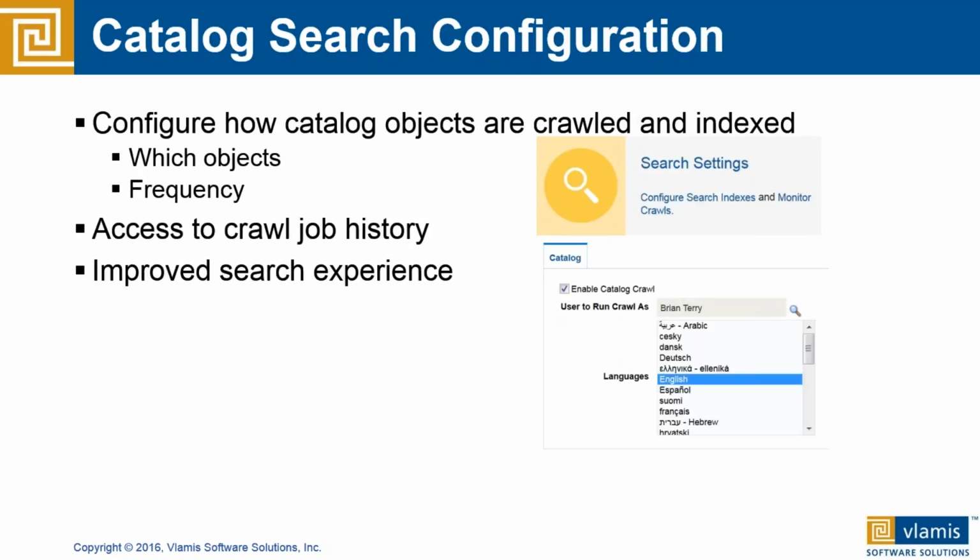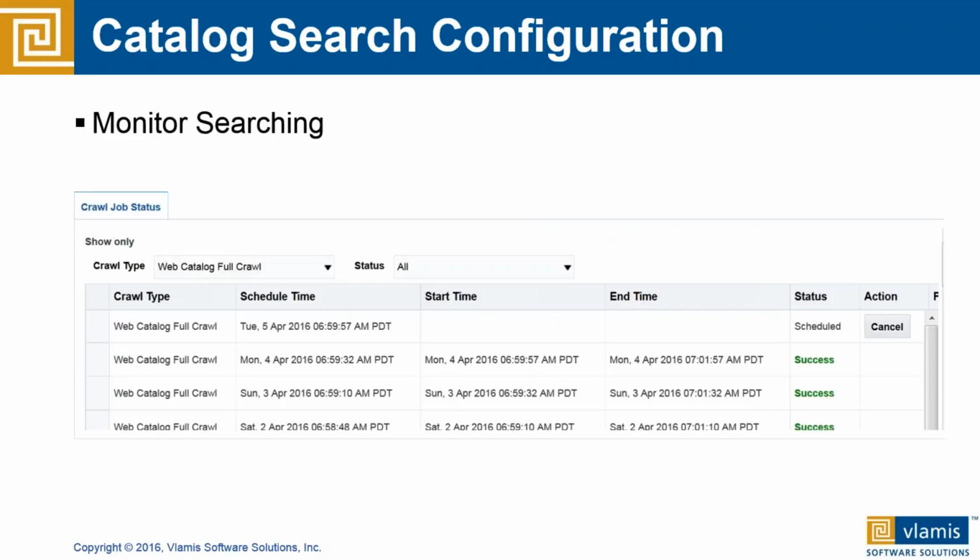There's also a catalog search. You can now configure how the catalog objects are crawled and indexed. You can choose which objects or how often. You also have access to the crawl job history of how things have run, and that certainly helps the search experience in being able to keep track of when you last crawled things and be able to look at that more easily.